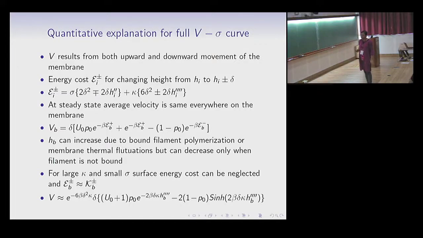Now the point is, in the limit when kappa is large, sigma is small, the total energy cost can be approximately written as the bending energy cost. I am neglecting the surface energy cost here. And then when you put in the expression for the bending energy cost, you get this expression for V. And you can easily see from here that this fourth derivative, when it reaches a peak, decreases, when it increases, reaches a peak, decreases. Accordingly, velocity also decreases, reaches a minimum and starts increasing again.